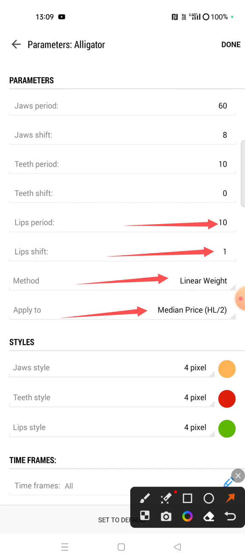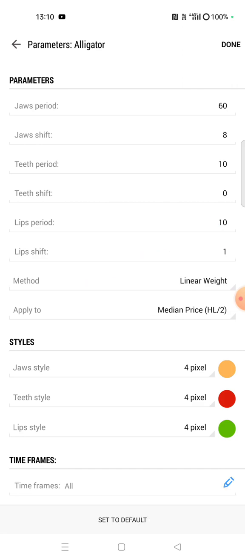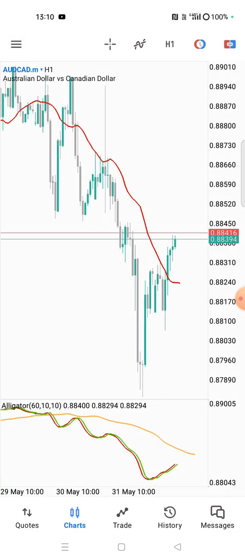Then the jaw style, whatever color you want to use is up to you. So I chose the jaw style to be orange, the teeth style red, the lip style green for me. Okay guys, so that's the only thing to do. So that's it. Okay, here's how you use the strategy.